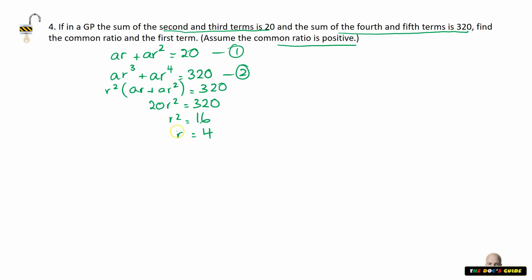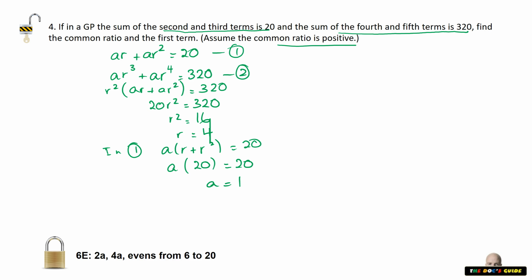Once we have our common ratio, we can go back and put that into equation 1, and we'll have a outside of r plus r squared equals 20. So that's a outside of 4 plus 4 squared, which is 4 plus 16, 20. So a equals 1.